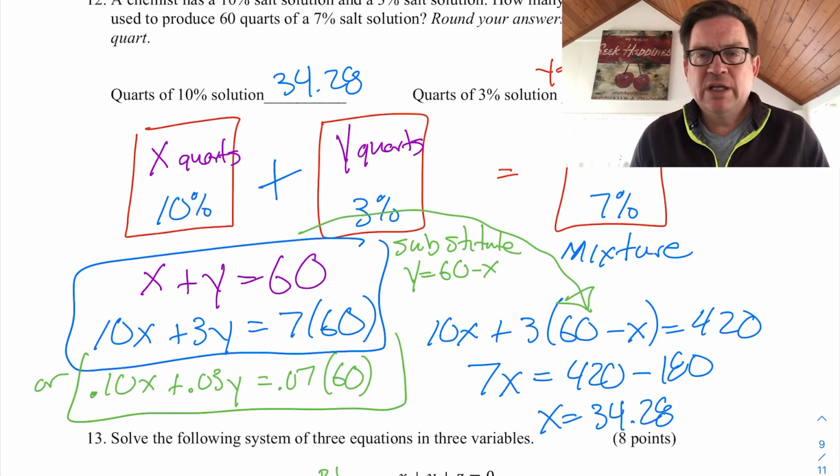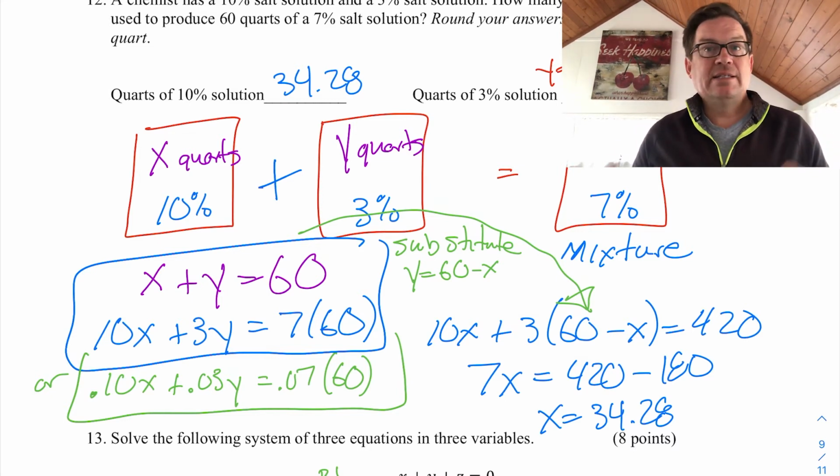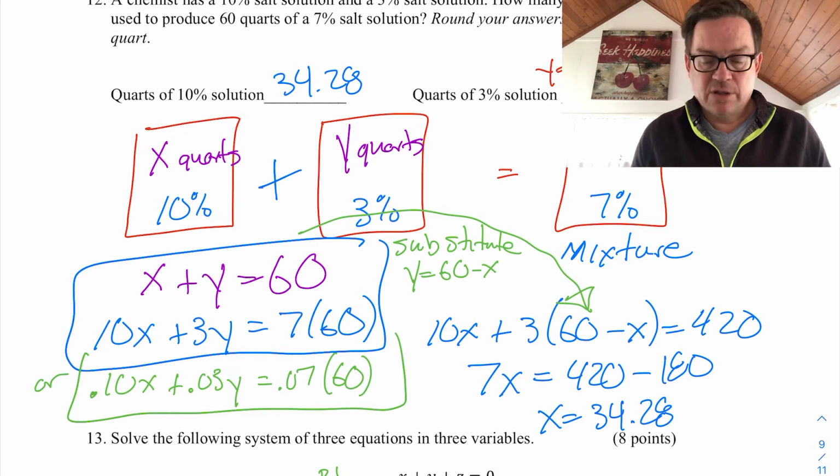But the blue and green equations are equivalent. I could just multiply the green equation by 100 to get the blue equation, and I don't have to worry about all those decimals if I want to. So either way, I can set that up. When I've got 10%, I can write it as 10, or I can write it as 0.10. I just need to be consistent because those equations are equivalent. So I'm going to use the blue and the purple.